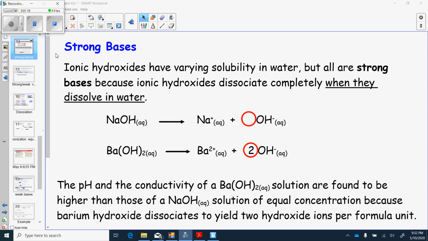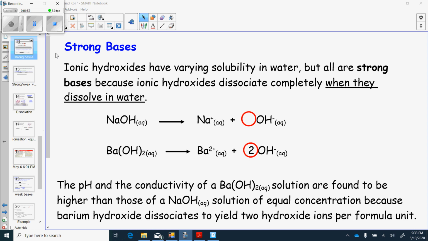It's the ionic hydroxides. So any ionic compound that has an anion of OH, hydroxide, is representing a base. And for the most part, they represent strong bases. There's a few exceptions we'll talk about. But generally speaking, a compound that has OH as its anion is going to be a strong base. They do vary in solubility, and so that's where there's a few exceptions, and we'll talk about that in a minute.